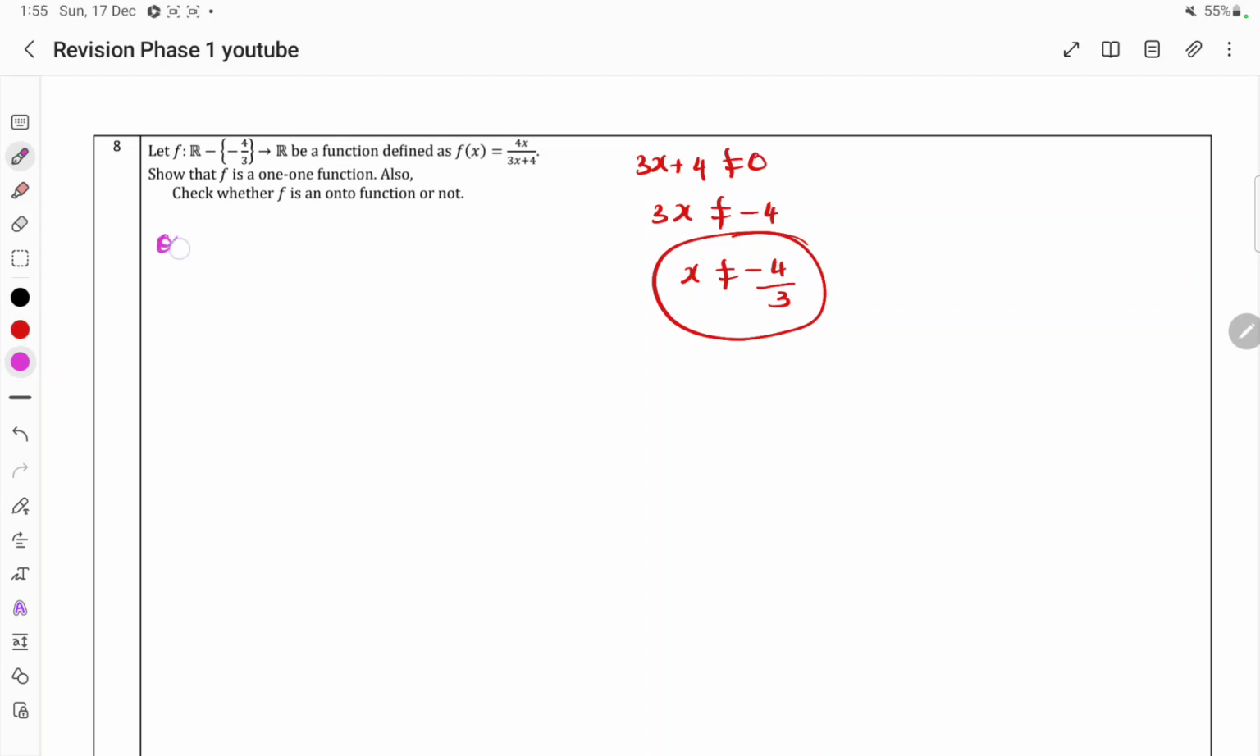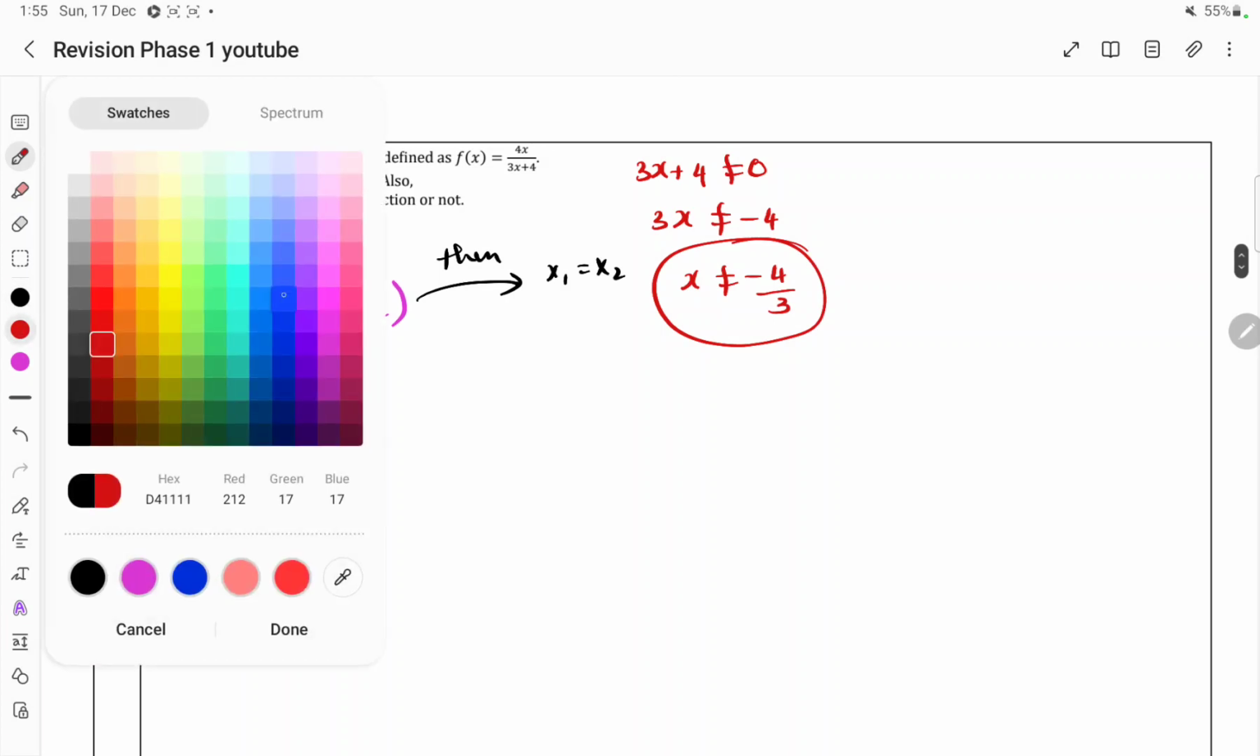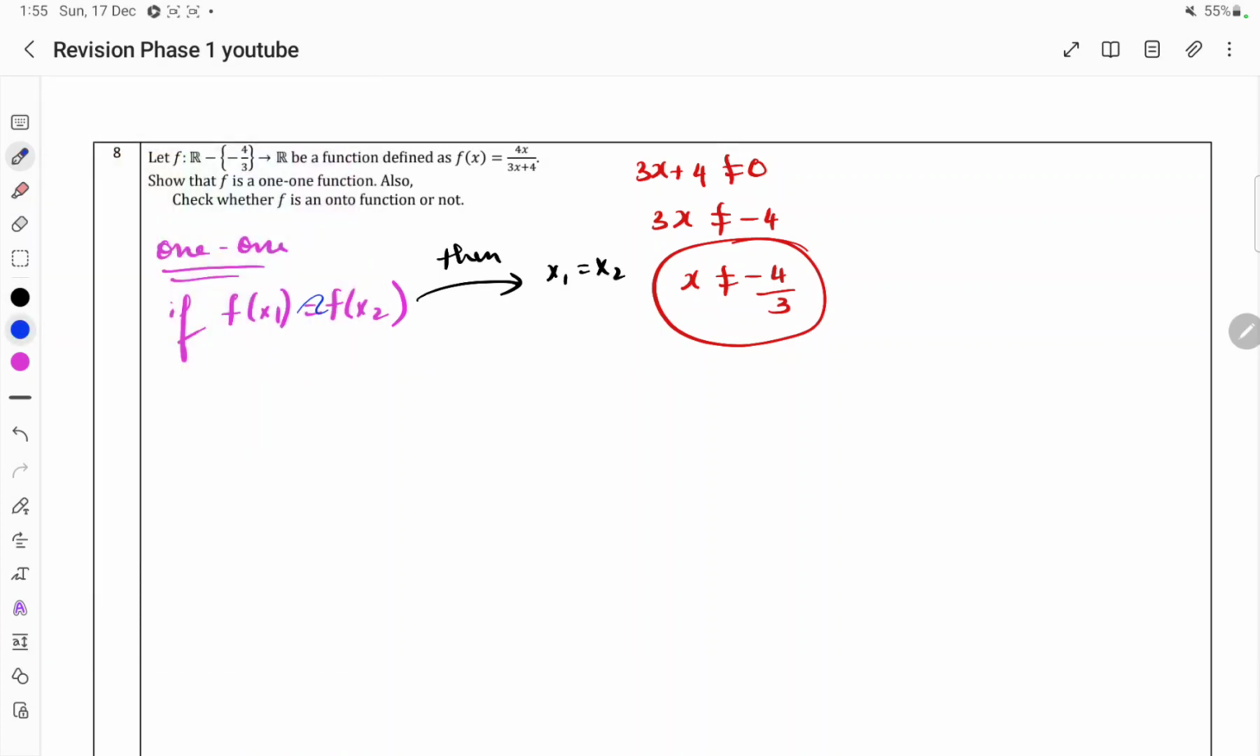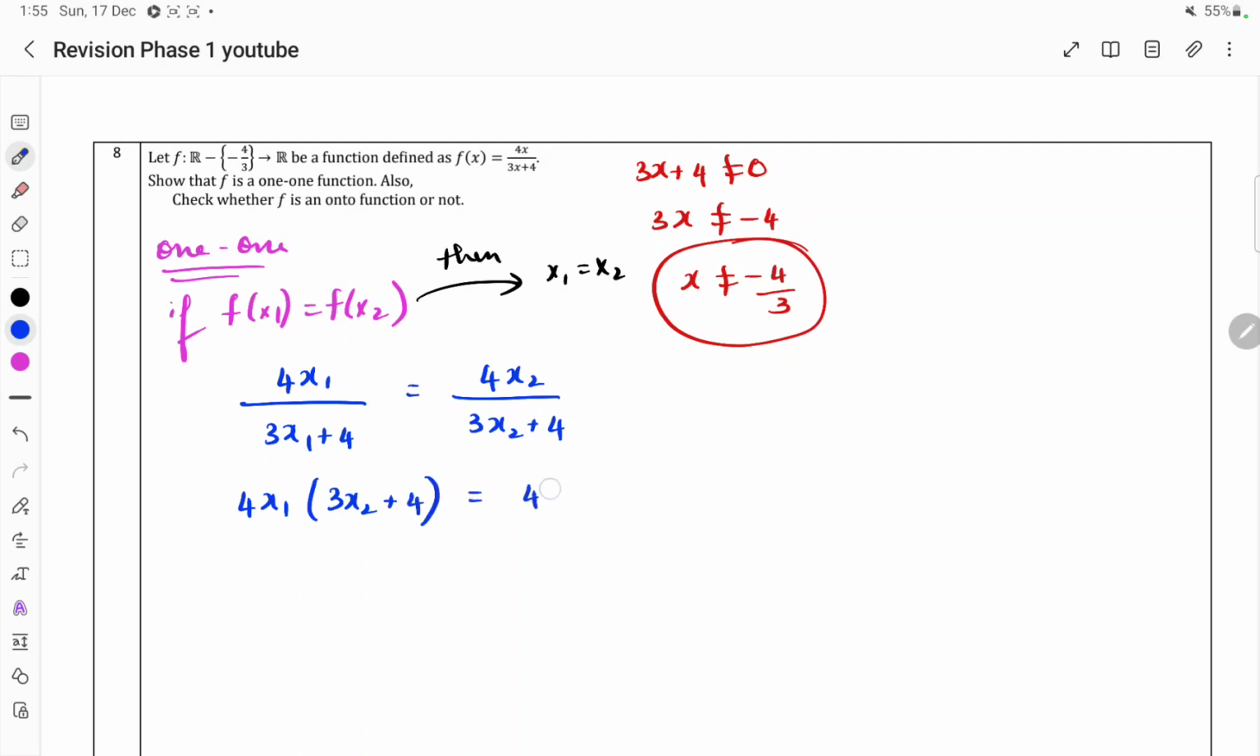So here first we will prove 1-to-1. 1-to-1 is nothing but if we take f of x1 equal to f of x2, then we have to prove x1 is equal to x2. So first what we will do here is take f of x1 equal to f of x2. In place of x we put x1. So 4x1 by 3x1 plus 4 equal to 4x2 divided by 3x2 plus 4. Now we can just cross multiply: 4x1 into 3x2 plus 4 equal to 4x2 into 3x1 plus 4.